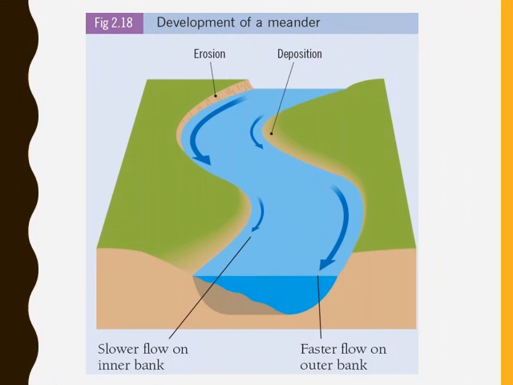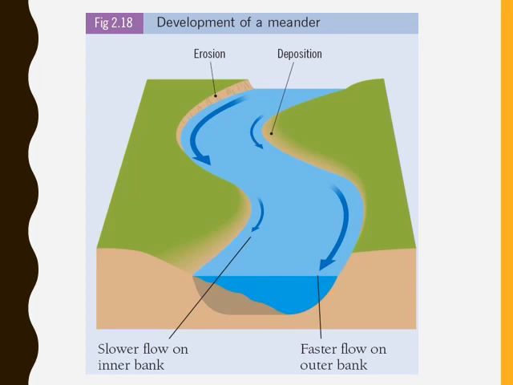Development of meander. Just because of erosion, the deposition will occur. As you can see in the picture on the left side, the erosion is happening, meaning the water is hitting the boundary. After hitting the boundary, the material of this area from the erosion side will move toward the opposite one, and that will be called deposition.